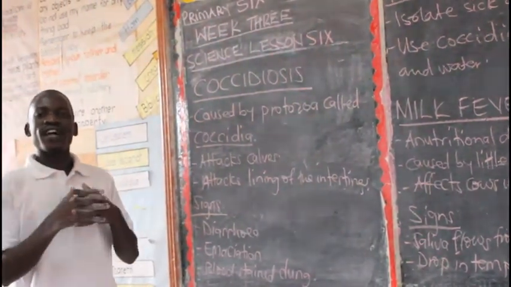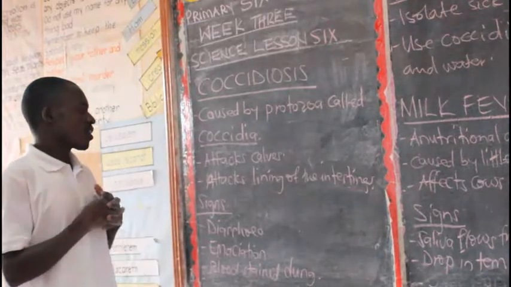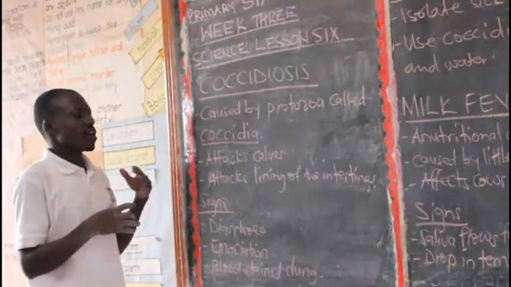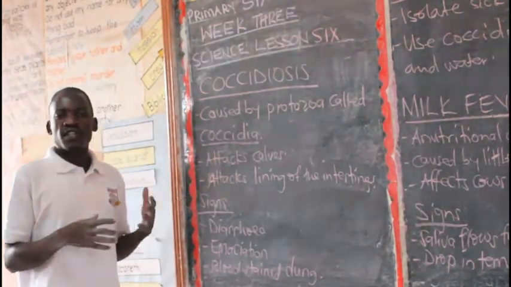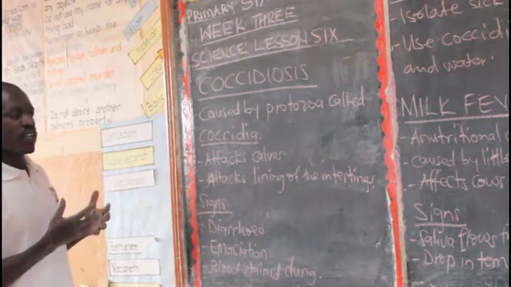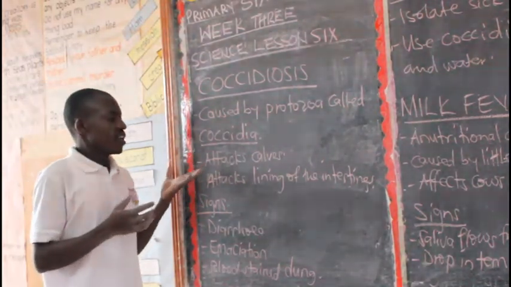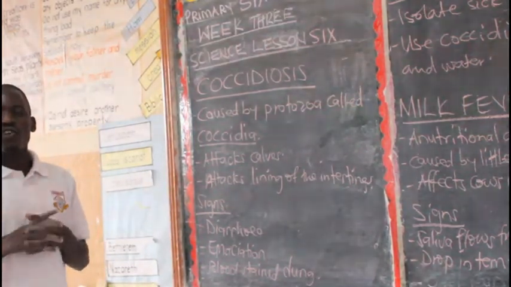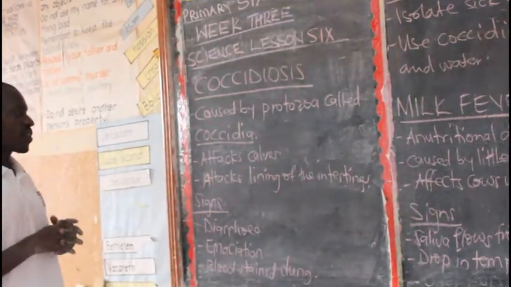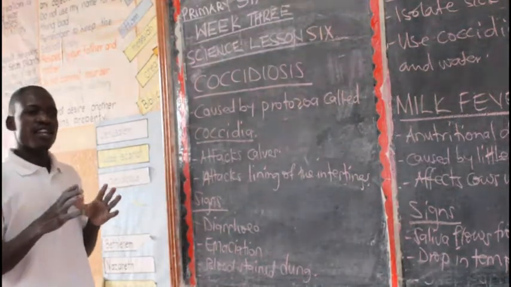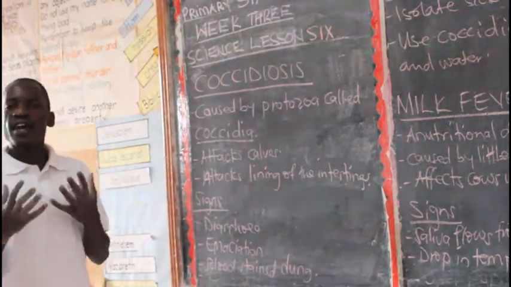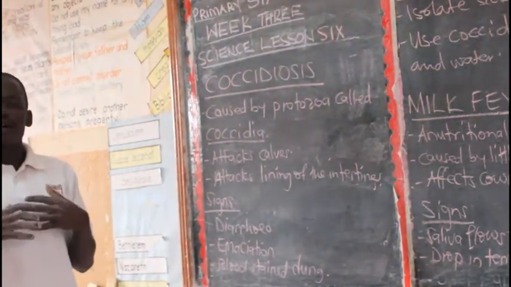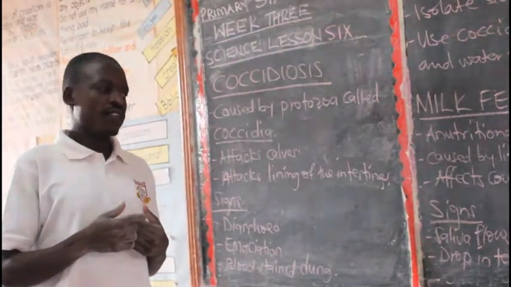Then coccidiosis attacks all the livestock, more especially cattle, goats, sheep, even the rabbits. In the cattle, it affects the calves, those which have just been born. It affects the calves and attacks the lining of both the large intestine and the small intestines.